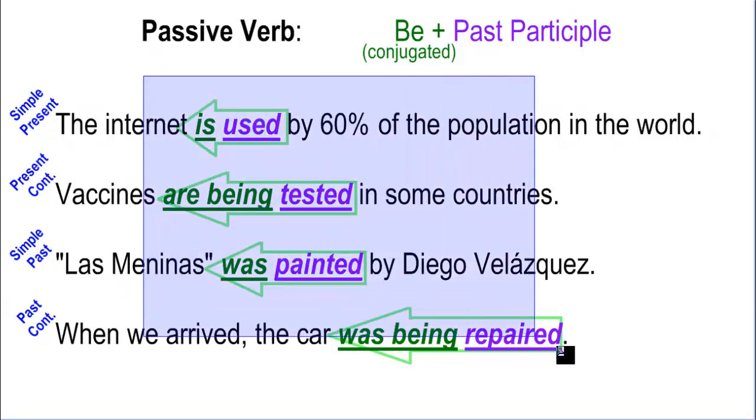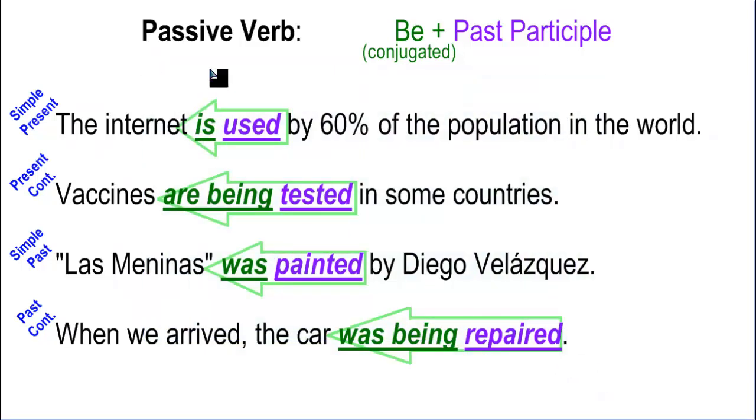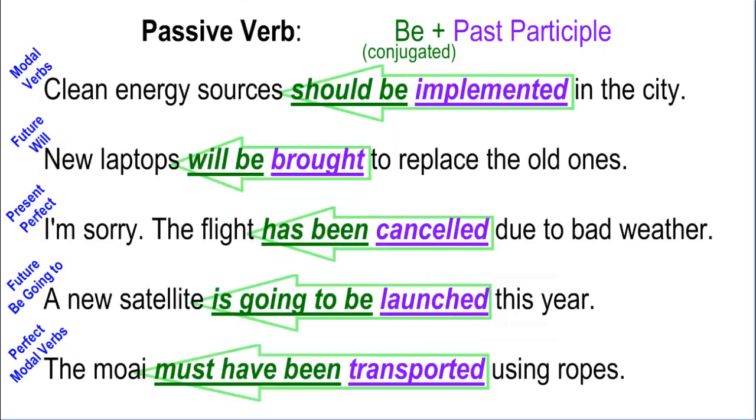Okay, it's just a matter of practice for this part. Don't worry too much. It's easy actually. And as you see, you always have the two elements, the verb to be and the past participle. In all of these sentences, we have the verb to be and the past participle. Always. Remember that, please, okay? All these cases in passive voice are going to use the verb to be and the past participle.